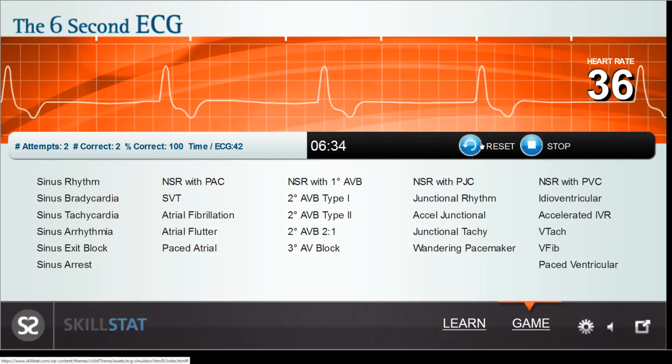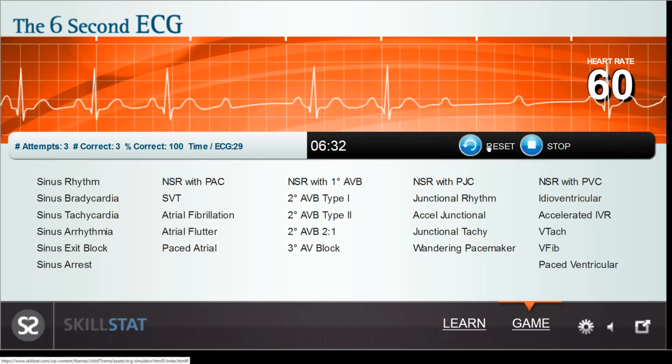This is an idioventricular rhythm, and we're not discussing idioventricular rhythms.